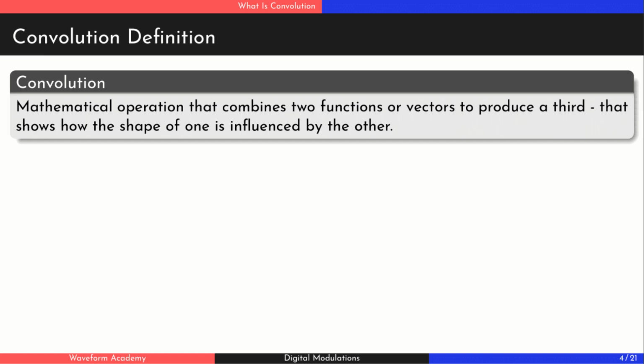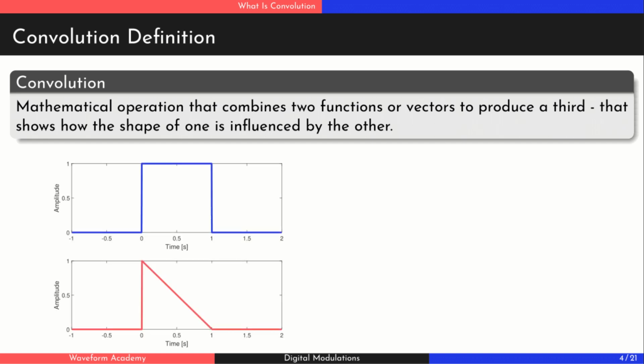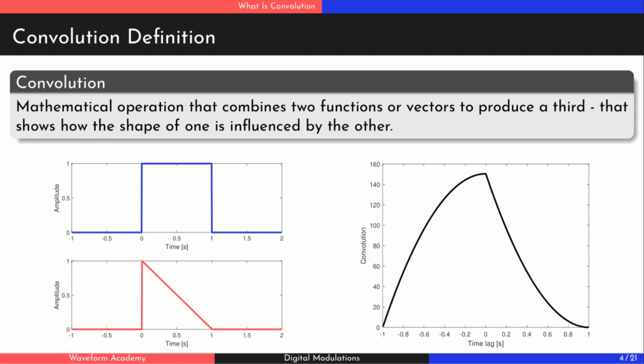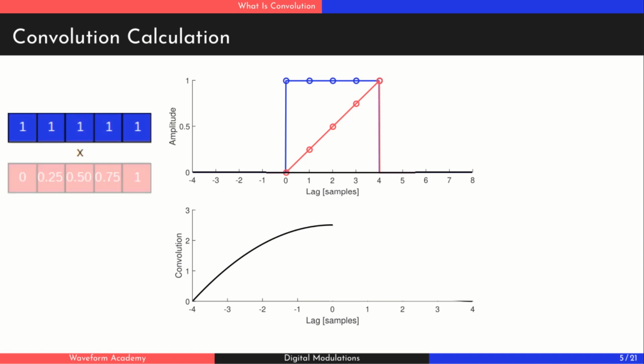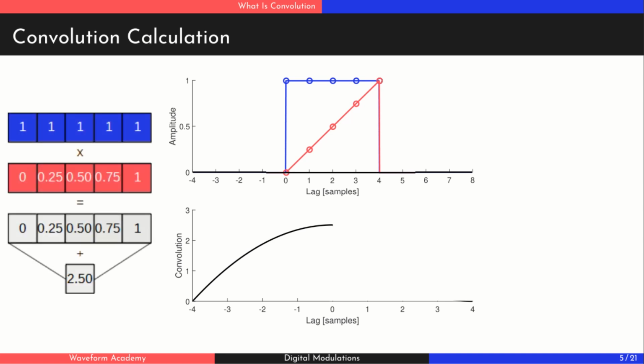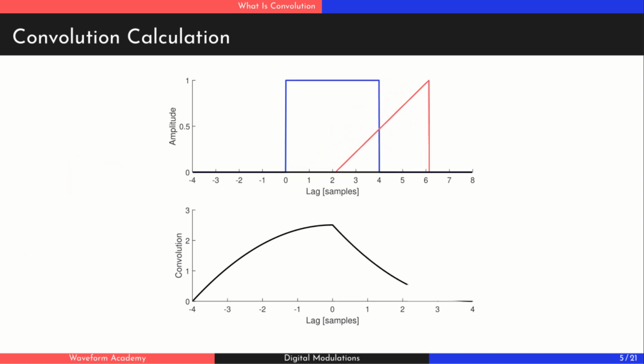Let's get started. Convolution is a mathematical operation that combines two functions or vectors to produce a third that shows how the shape of one is influenced by the other. Here's how it works. We take the second vector, flip it, and then slide it across the first one. At each step, we multiply the overlapping values, sum them up, and record the result. As we shift the flipped vector across different positions, we repeat the same process, and the collection of all these sums forms the output.